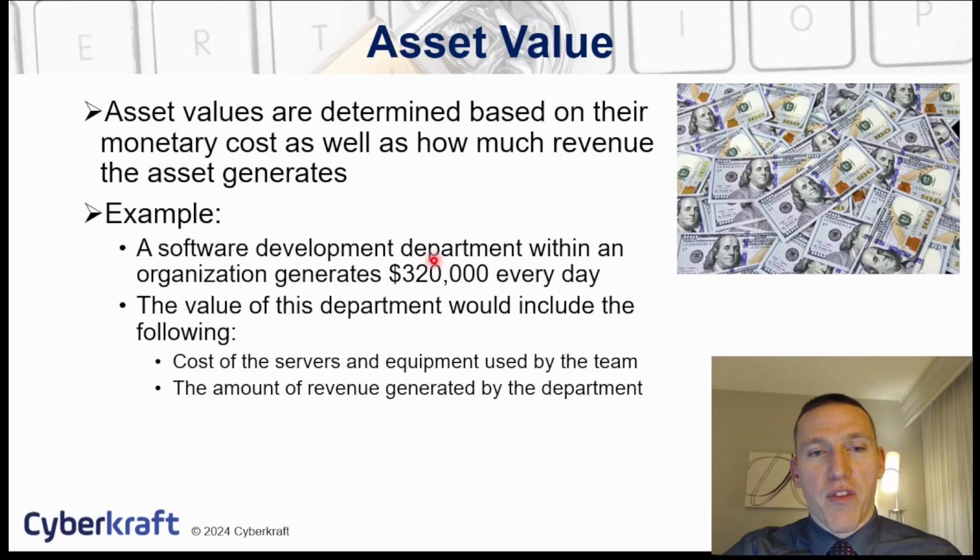So if we have a software development department, a whole business process that develops $320,000 every day, say we're a large software development company, the value of that department would include the cost of the servers and equipment and the amount of revenue generated by the department. So in a more complex example, that business process would have an asset value of the cost of the servers and also the amount of revenue it would generate. We'd calculate that together.